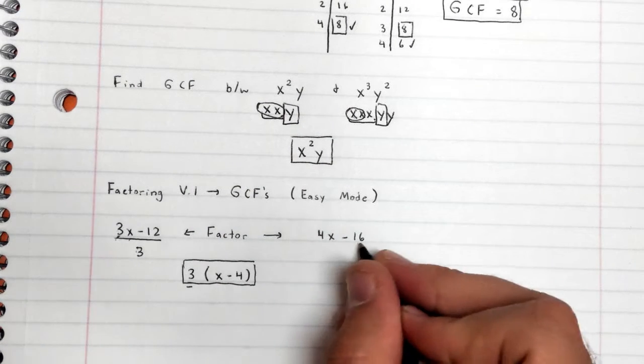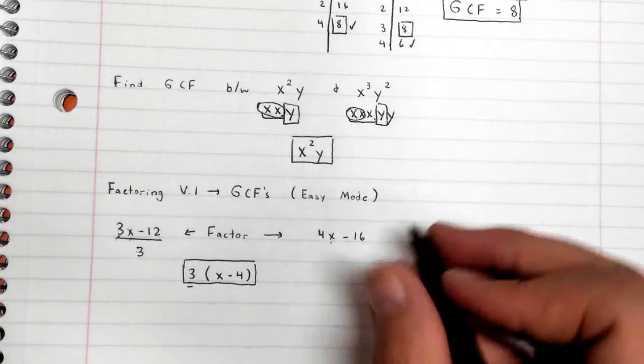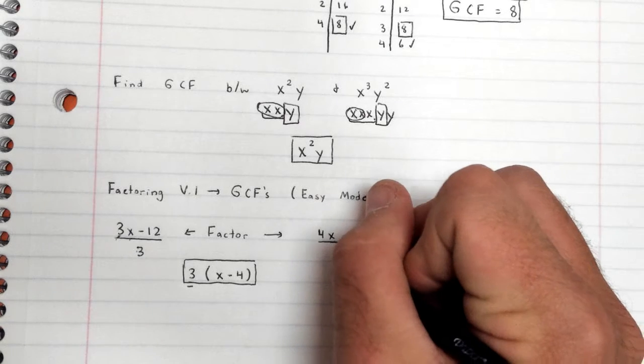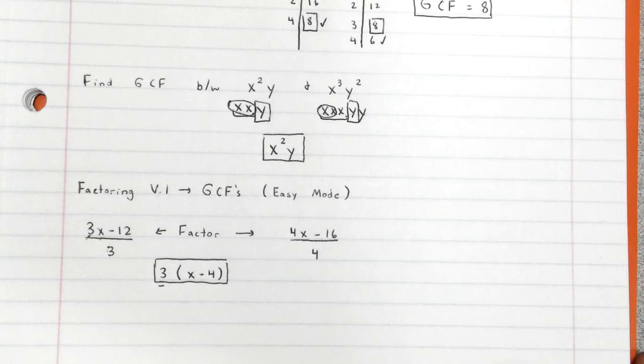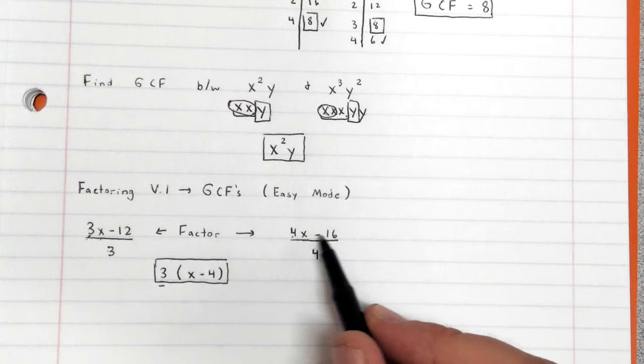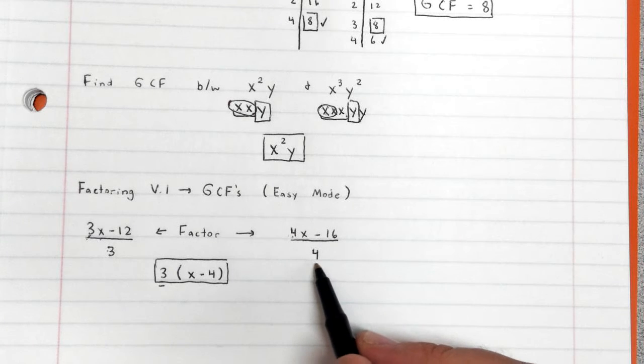Well, there's nothing else I can do here. They don't share any variables, so all I'm going to look for is a number. Looks like I can divide 4 into 16 and 4. Notice I could also divide 2 into both of these, but I'm not going to divide by 2 because I'm looking for the greatest factor.